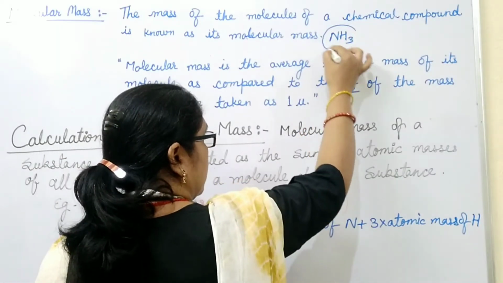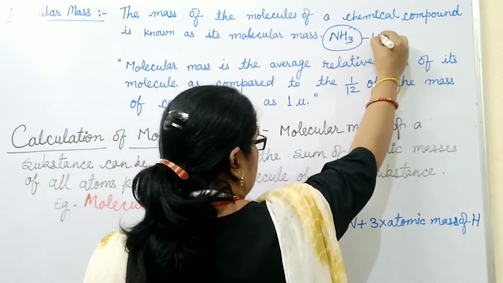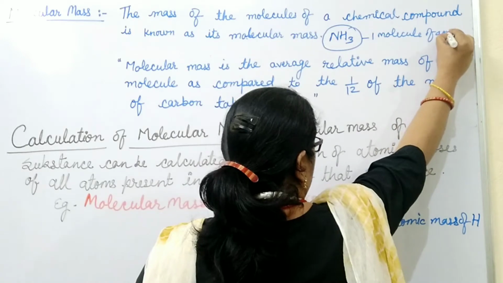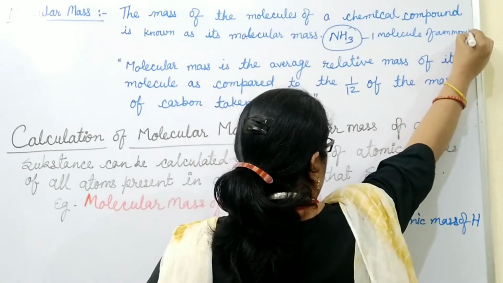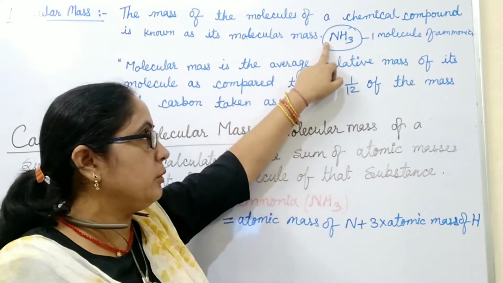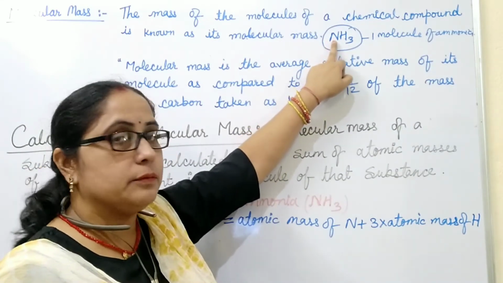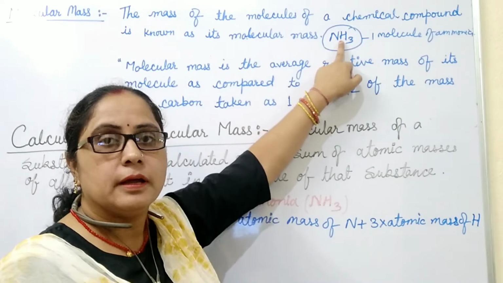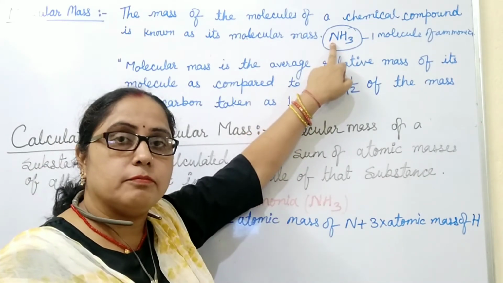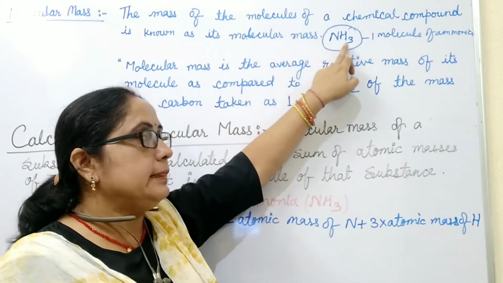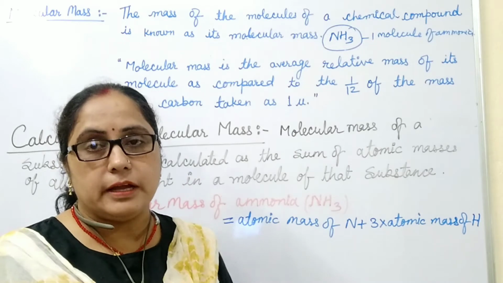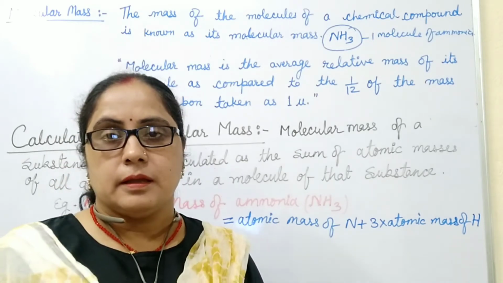This indicates one molecule of ammonia and its molecular mass. When we find the molecular mass of ammonia, it contains one atom of nitrogen and three atoms of hydrogen. So when we sum up the mass of one atom of nitrogen and three atoms of hydrogen, that gives the molecular mass of one molecule of ammonia.